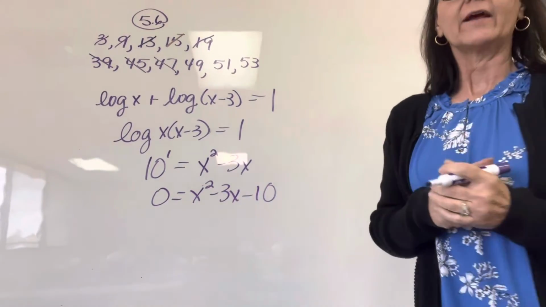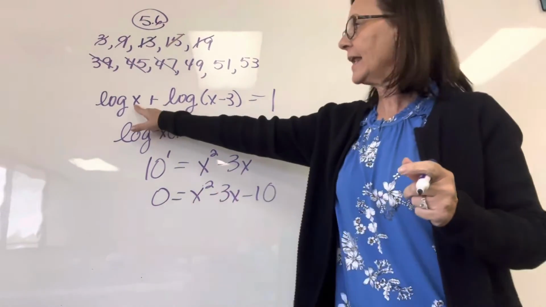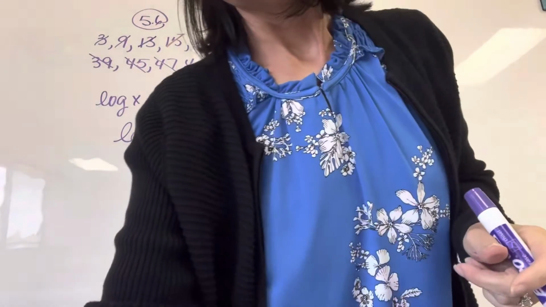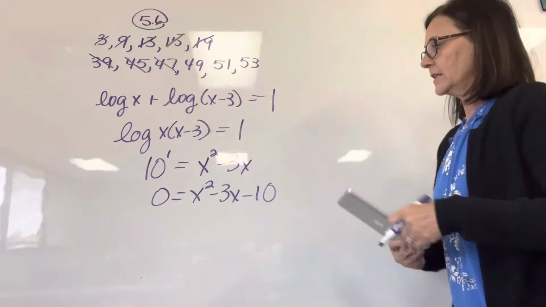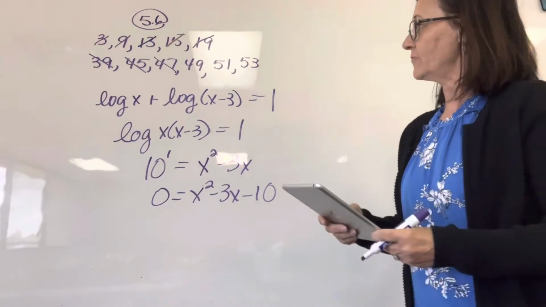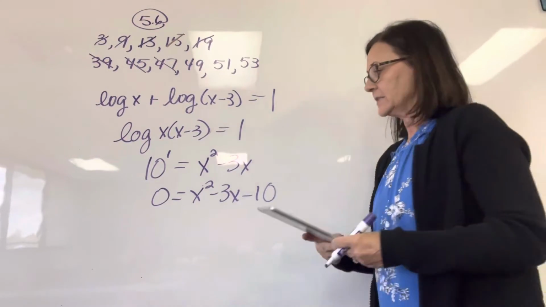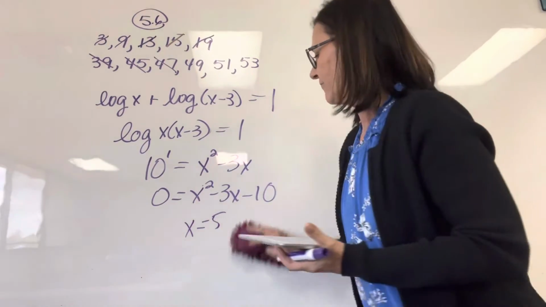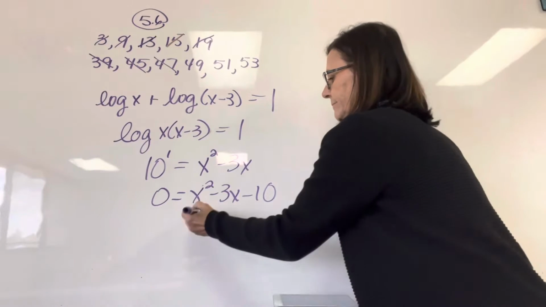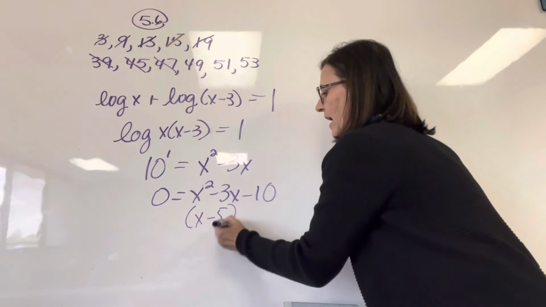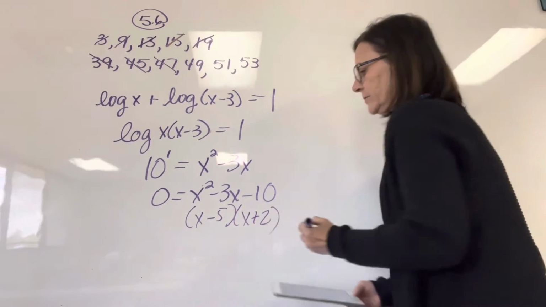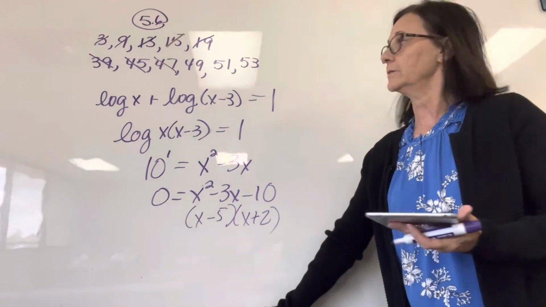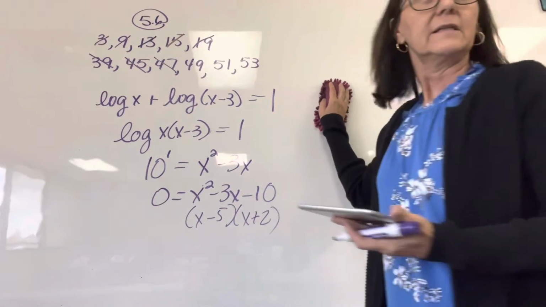When you do the quadratic, what are we making sure? X is not a negative number. X equals 5, it's only the positive. Actually, we know how to factor this: x minus 5, x plus 2. We didn't even need the quadratic. 5 is the only answer. Got it?